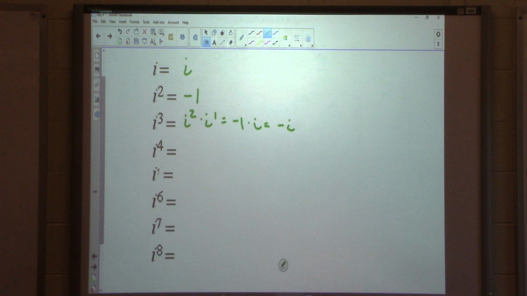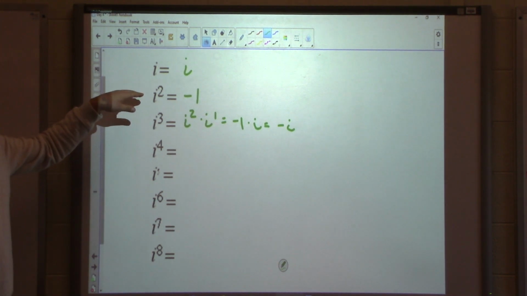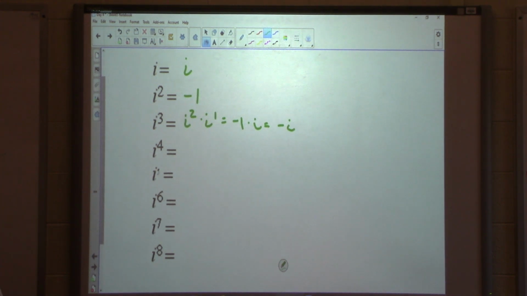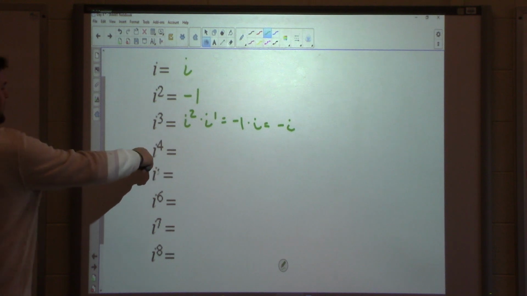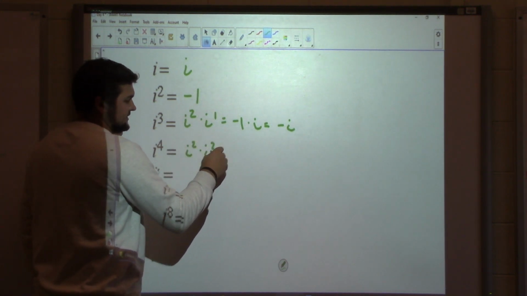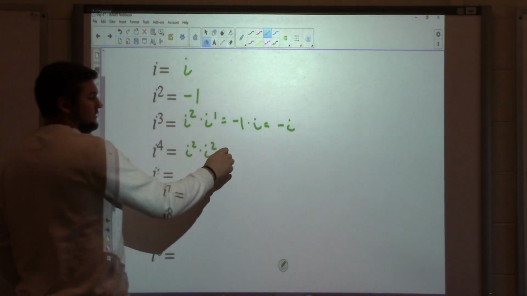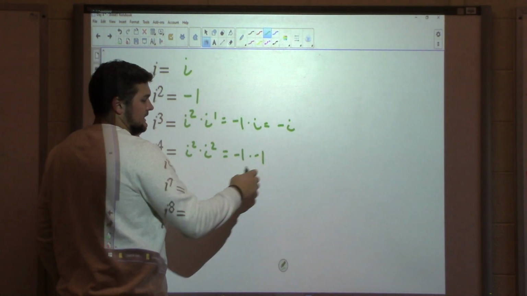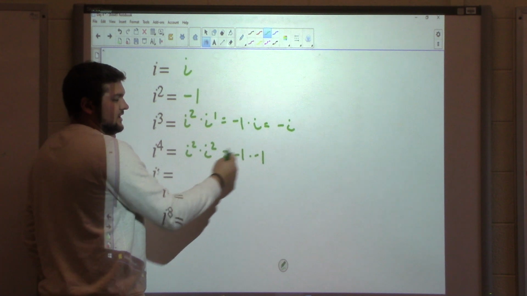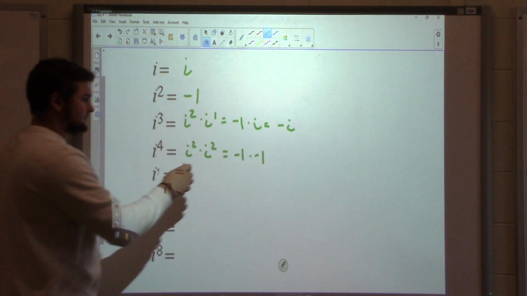Now, do you need to memorize that? No. You don't need to memorize these. The only one you need to know is i squared equals -1, alright? We're just going to go through and see what they all equal because they actually form a pattern. So now same thing for i to the 4th. Could we say that's the same as i squared times i squared? It's going to be 1. i squared is -1, i squared is -1. What's -1 times -1? 1.